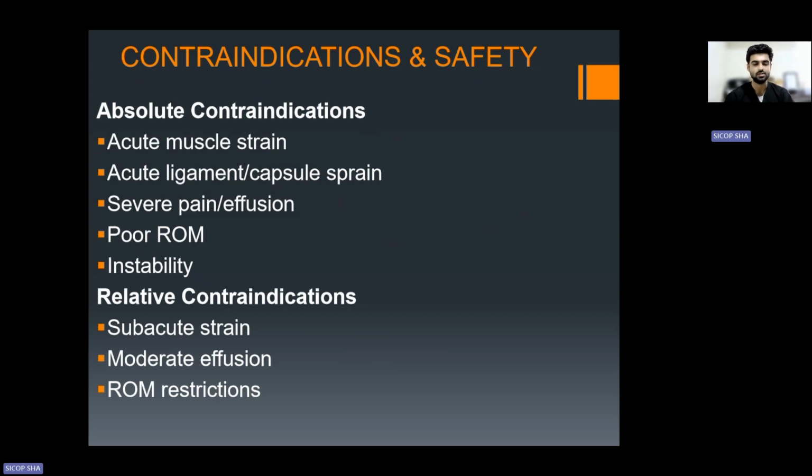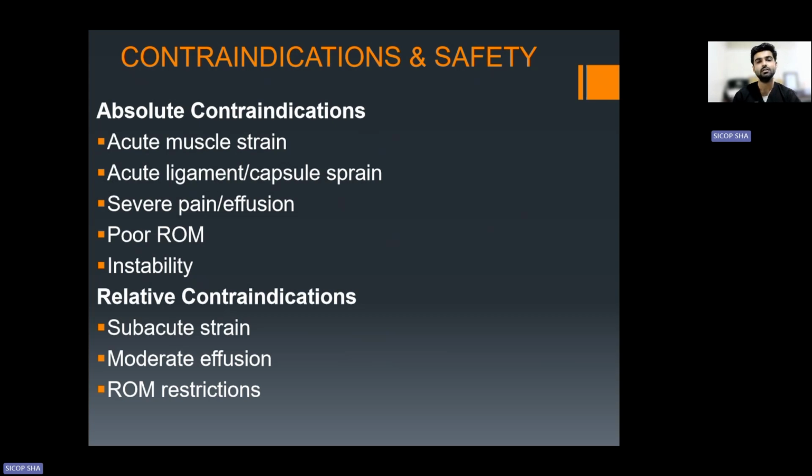Poor range of motion, obviously. So we have to set a range of motion for the training and testing. We require the range of motion to be full. Now there should not be instability because we are testing and training at higher speeds as well. So instability is an absolute contraindication.